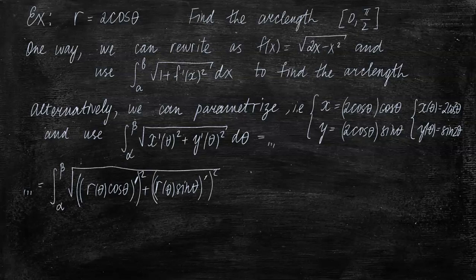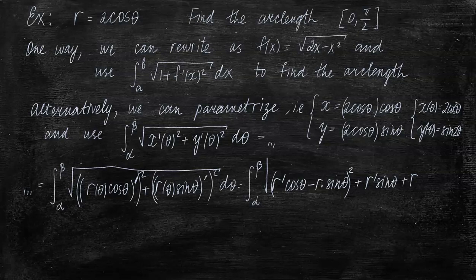So let's find the derivative of those functions. Those are products, and we have to use the product rule. So we're going to have the derivative of r times cosine theta plus r times the derivative of cosine, which is negative sine. I'm going to bring the negative to the front, and all this squared. And we're going to have plus r prime times sine theta plus r times the derivative of sine, which is cosine theta. And this is also squared, d theta.